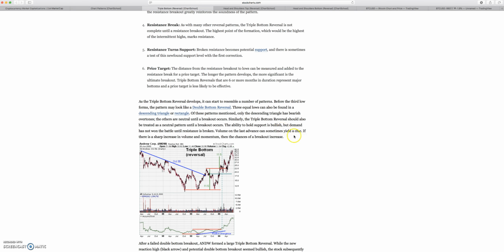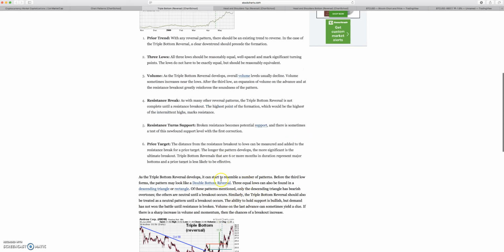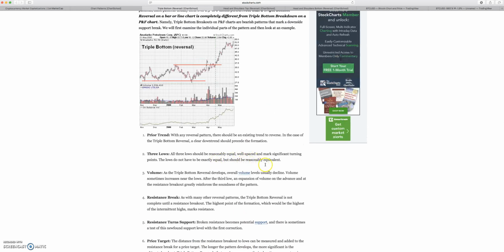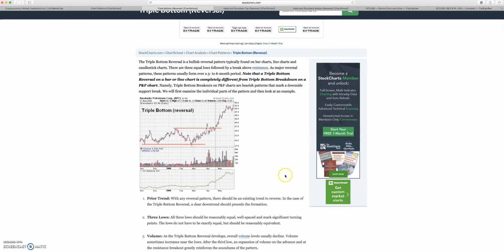This one is pretty interesting because we may have just seen this in Bitcoin, and we're not sure yet. And I'll explain why we're not fully sure yet. But this is something that I'm definitely eyeing pretty significantly. So the triple bottom reversal is a bullish reversal pattern typically found on bar charts, line charts, and candlestick charts, okay? This is a major reversal pattern.